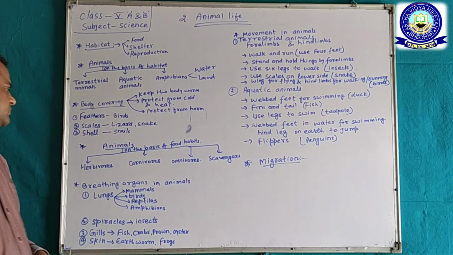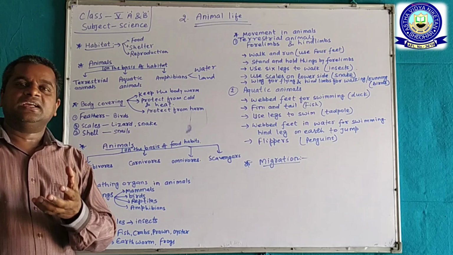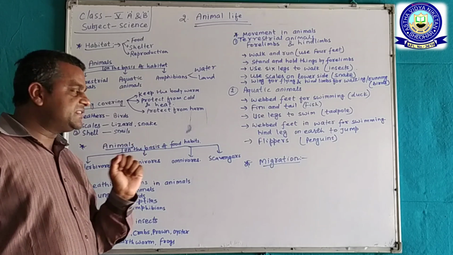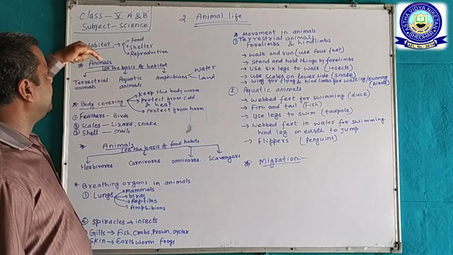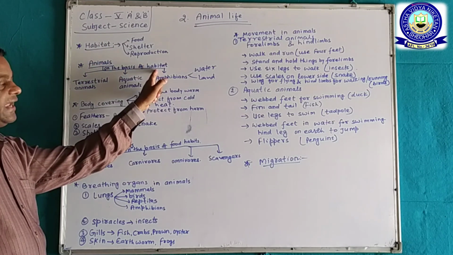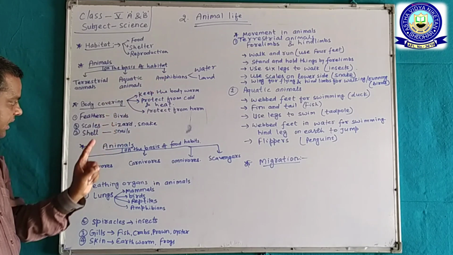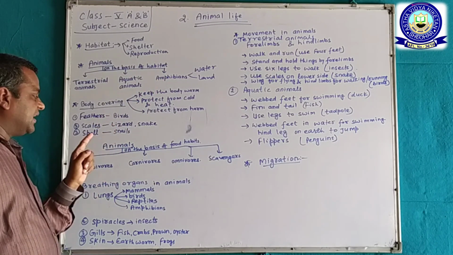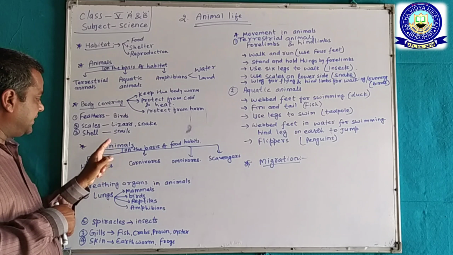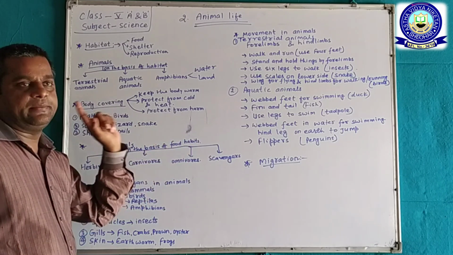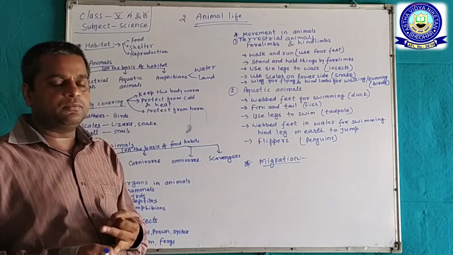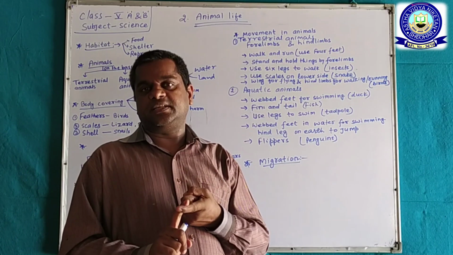Okay. Now animals are grouped into different categories on the basis of food habits. Here we have discussed animals are grouped into three categories on the basis of habitat. And here we classify the animals on the basis of food habits. Means first one is herbivores, carnivores, omnivores, and scavengers.